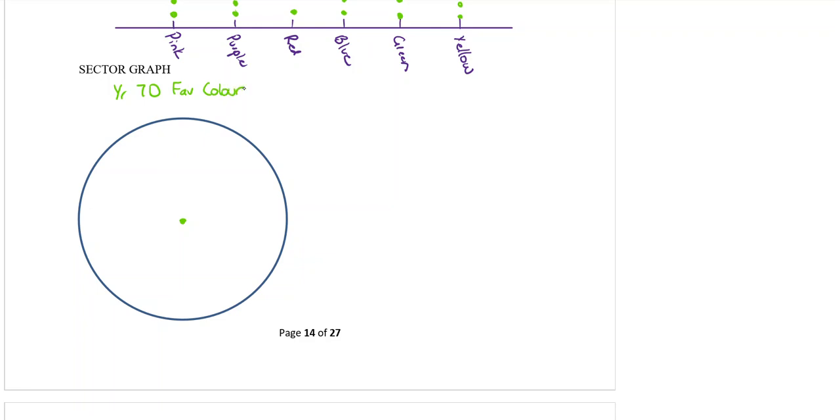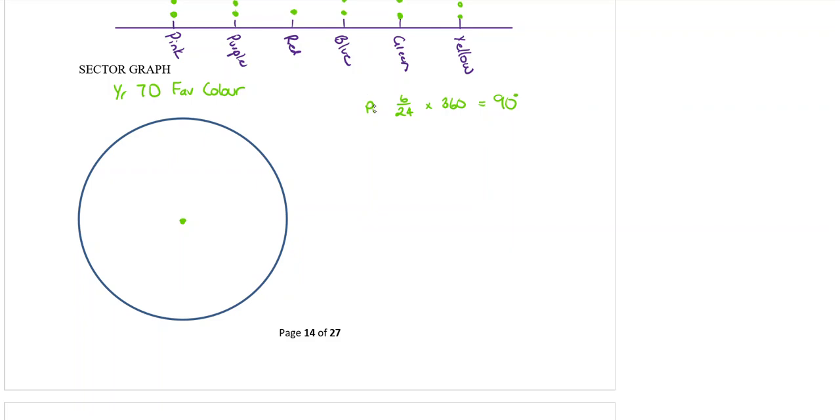Okay, then we need to do our calculations first. So adding up all of our numbers, 6 plus 2 plus 1 plus 8 plus 2 plus 5, there were 24. So for pink, we're going to do P for pink. We have 6 out of 24 people, and we're going to times that by 360 degrees that are around a point. So type that into your calculator, and that works out to be exactly 90 degrees.